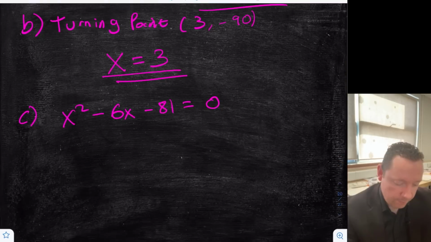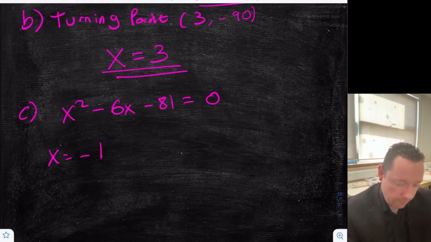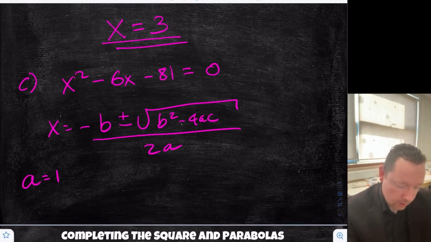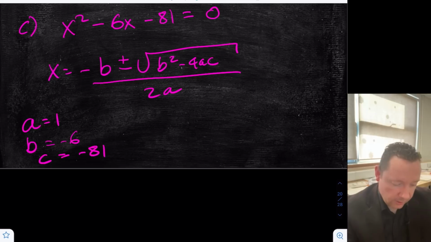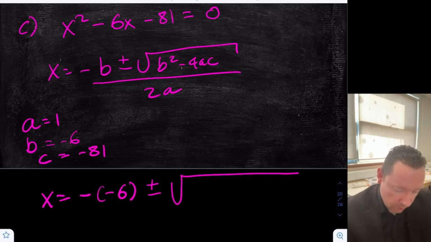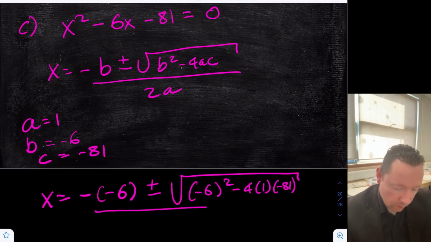If we look at the start of the exam paper, it says that x equals minus b plus or minus the square root of b squared minus 4ac, all over 2a. That's the quadratic formula. So our a equals 1, the number in front of x squared, our b equals minus 6, and our c equals minus 81. x equals minus minus 6, watch there's a minus and a minus there, plus or minus the square root of minus 6 squared minus 4 times 1 times minus 81, all over 2 times 1.